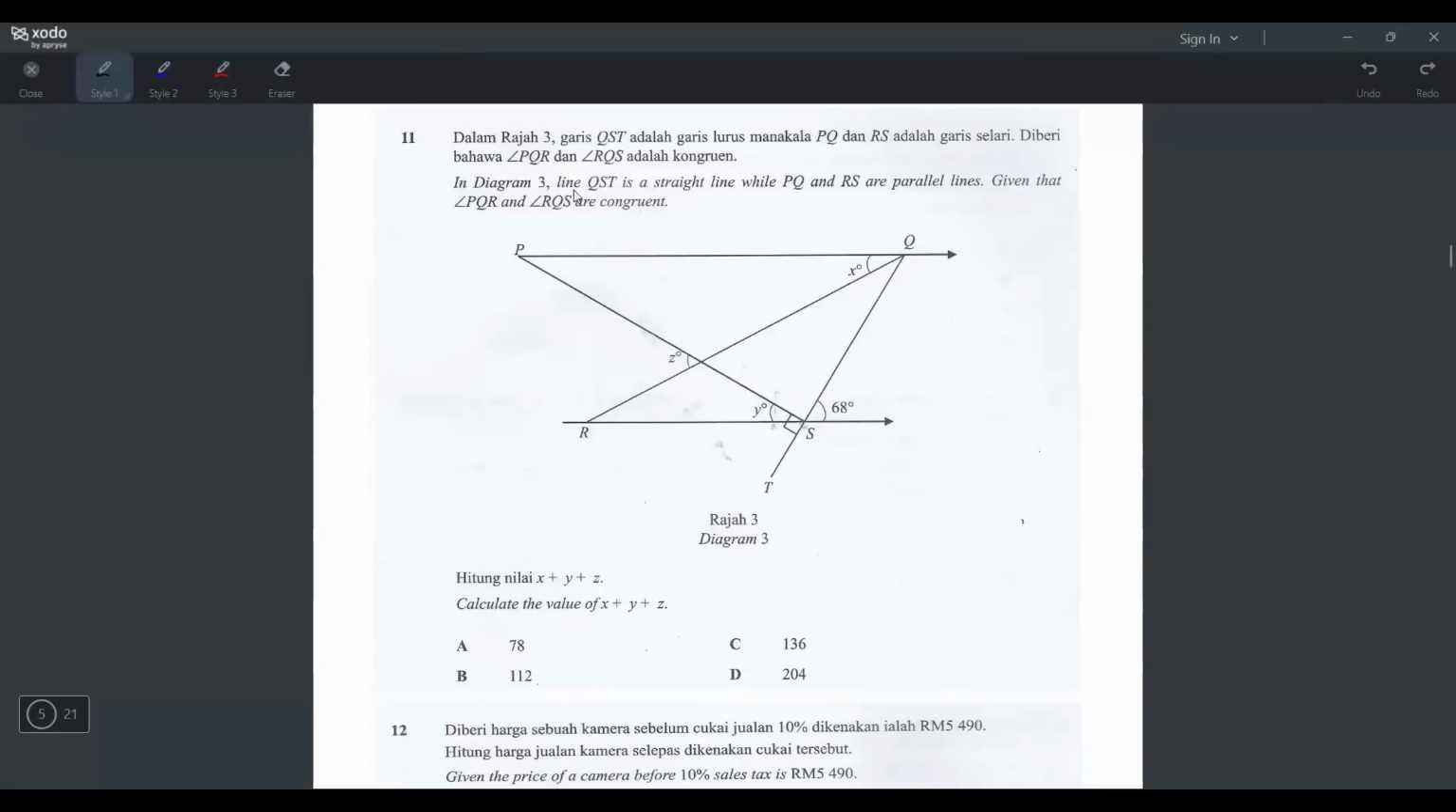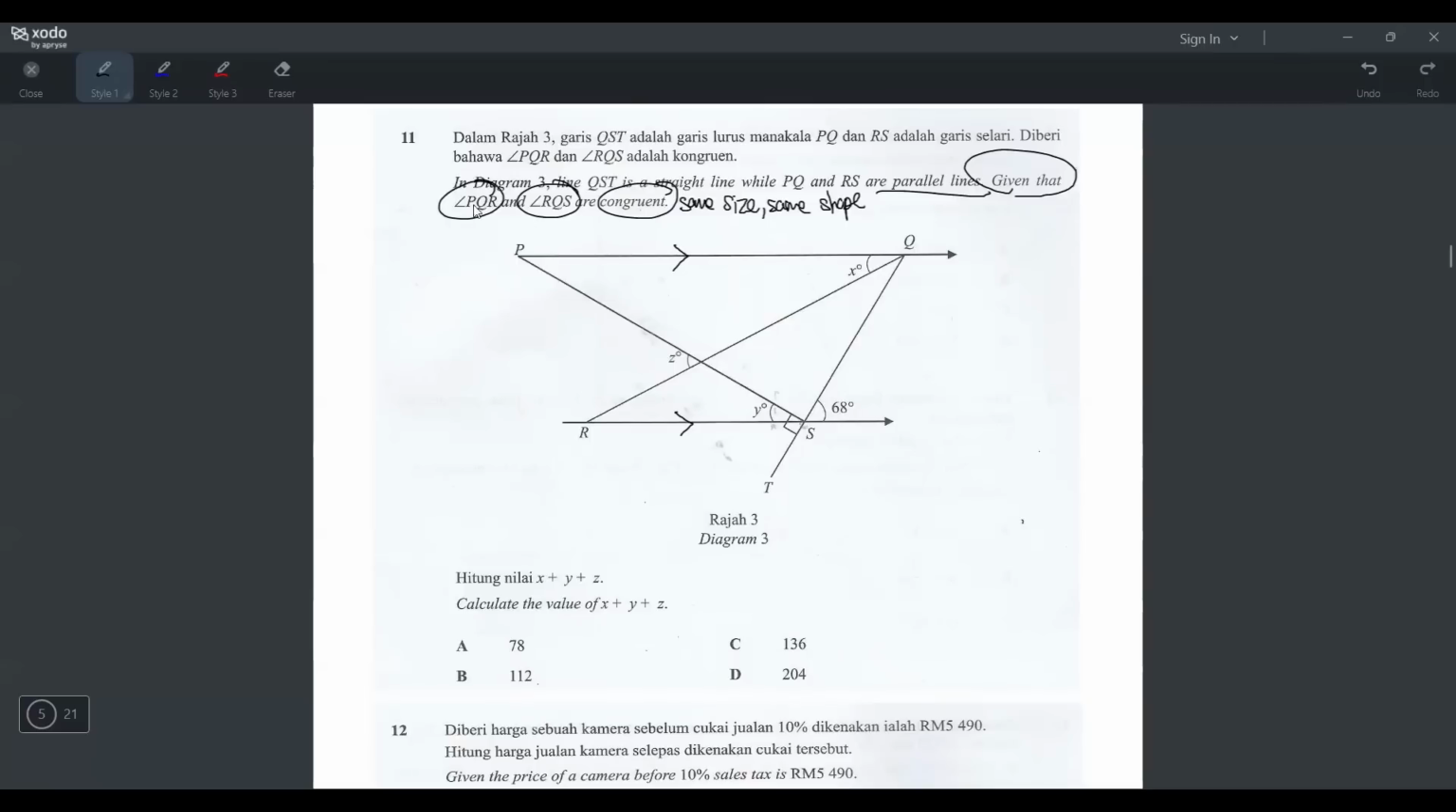Okay, number 11. Let's continue. In diagram 3, line QST is a straight line. Let's check QST, this one. While PQ and RS are parallel. Whenever you see this word, you have to straight away label. The way I teach my students is to label like this, PQ, RS, parallel. Then it says, given that angle PQR and angle RQS are congruent. Congruent means same size, same shape, exactly the same. So I write here same size, same shape.